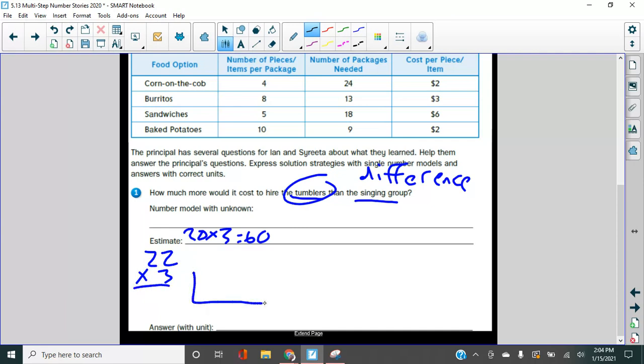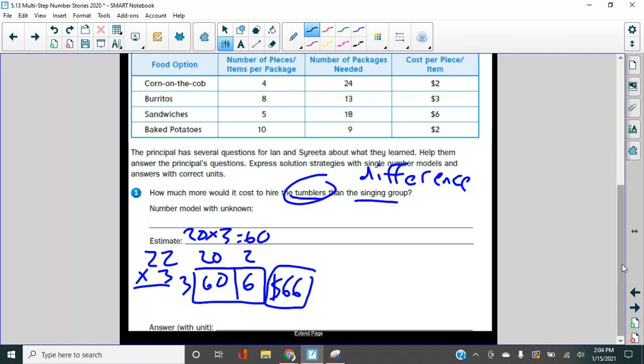I'm going to draw the rectangle here. So 20 and 2, 60 and 6. Don't worry, I'll let you do the next one. So one tumbler is going to make $66.